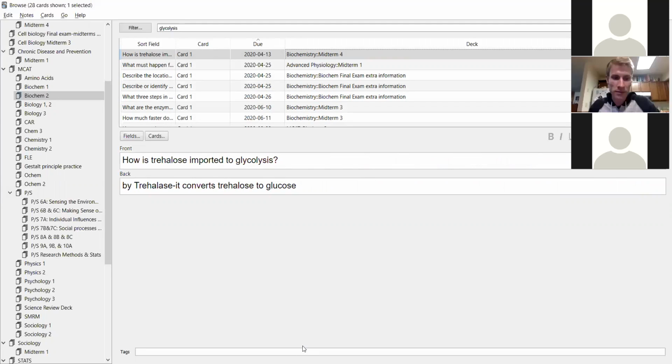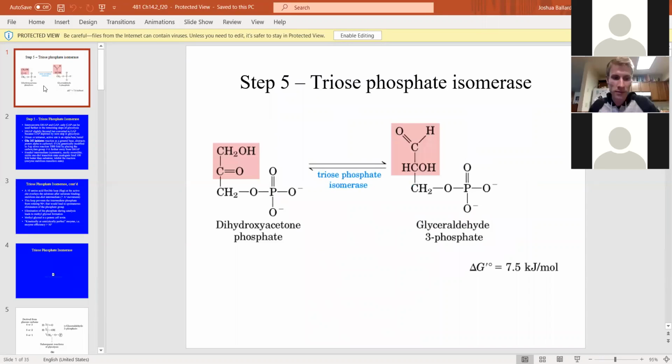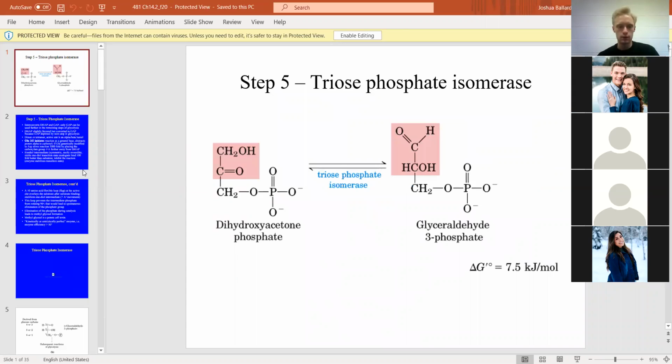So we'll go ahead and move on to 14.2. That will be step 5. If anyone has any questions throughout the review, just let me know. You can put it in the chat, or you can also speak up. So triose phosphate isomerase. We have another key here, isomerase. What I like about enzymes usually is that the name gives you a clue as to what it does.